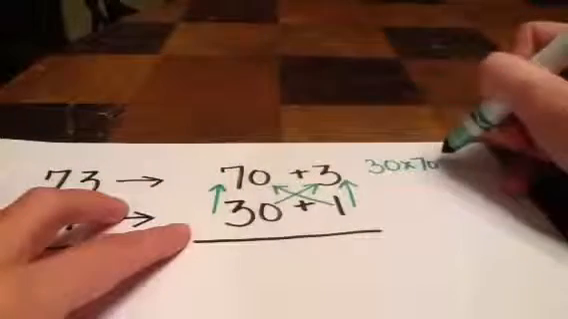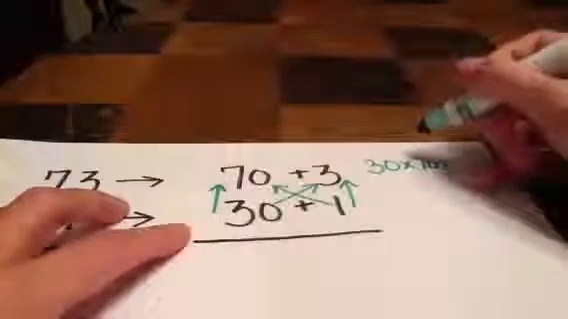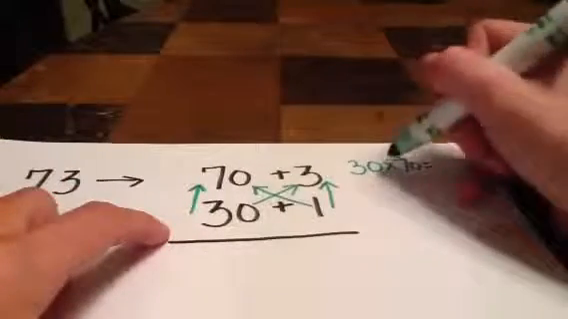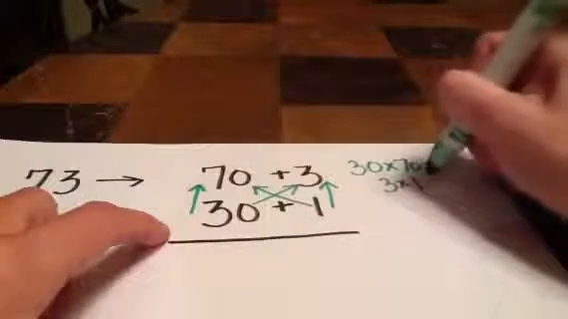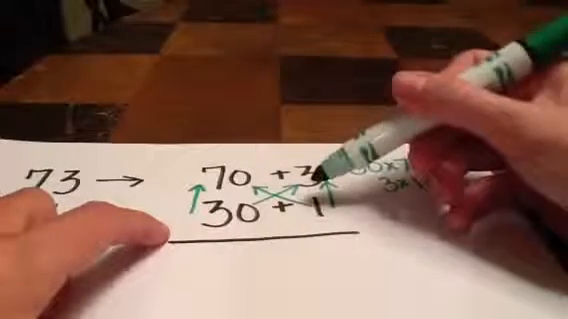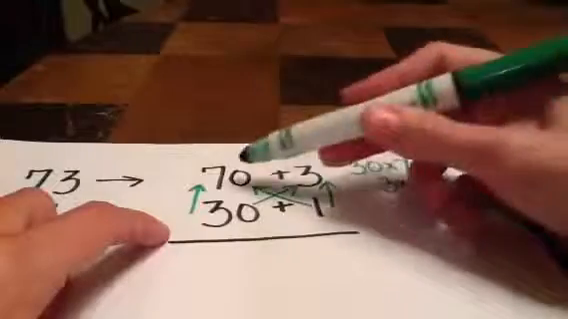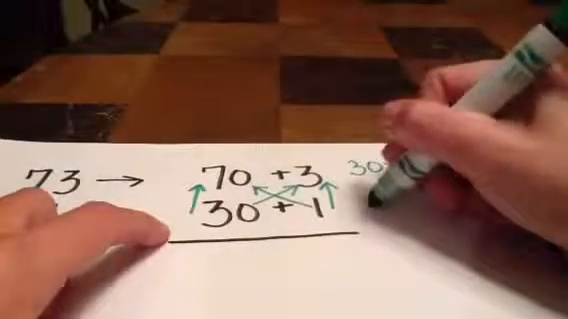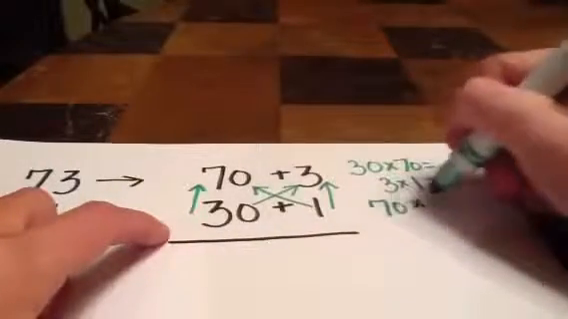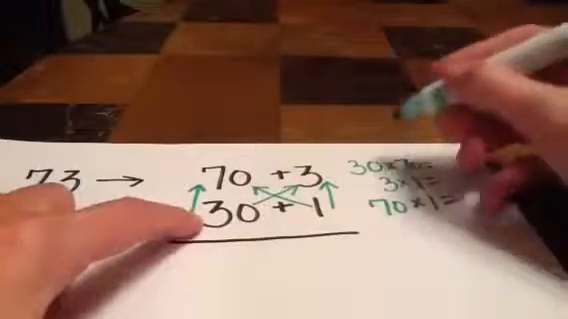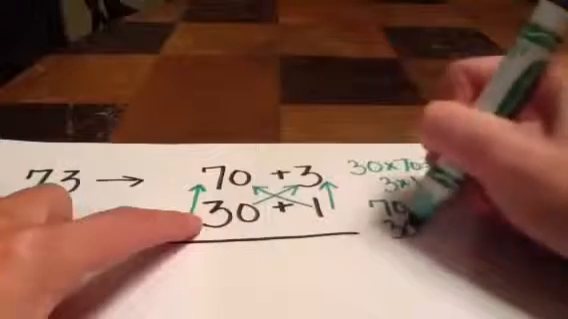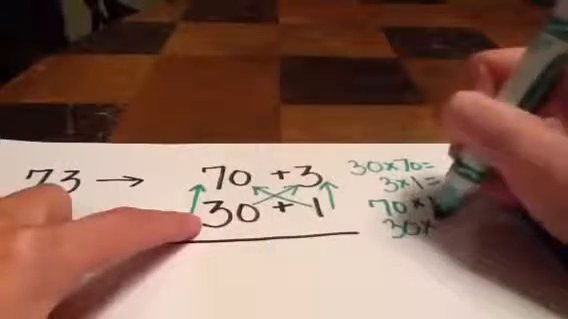Make sure you guys can see that. Yes. My next arrow going up is 3 times 1. My first arrow that makes a crisscross is 70 by 1. And my other arrow that makes a cross is 30 times 3, or an X, I should say.